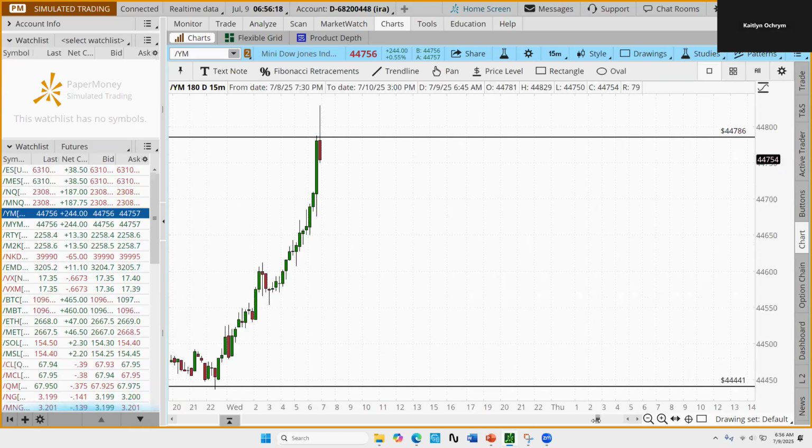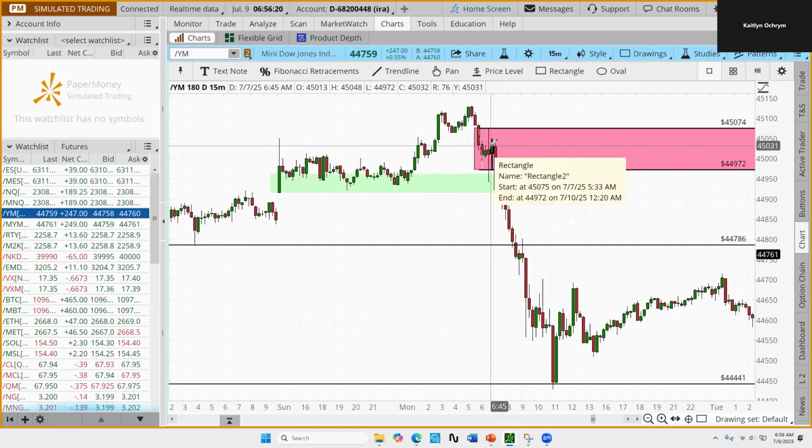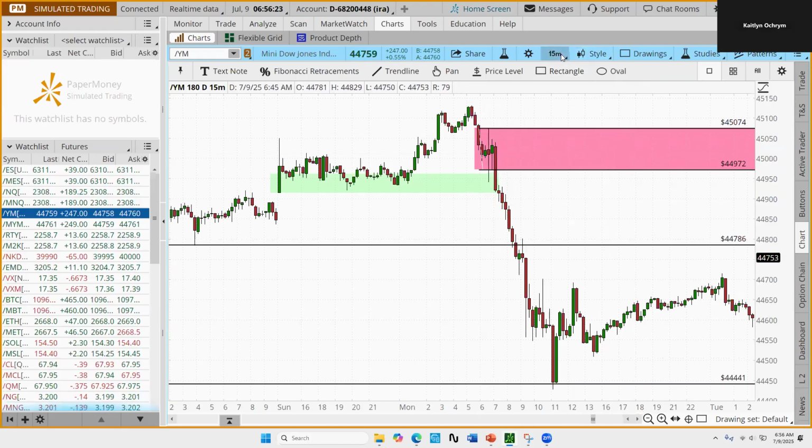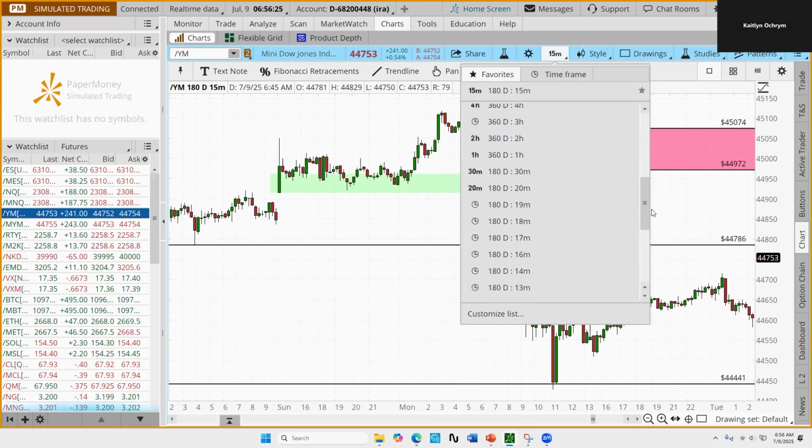15-minute time frame, getting kind of choppy in there. Let's try a 10-minute.